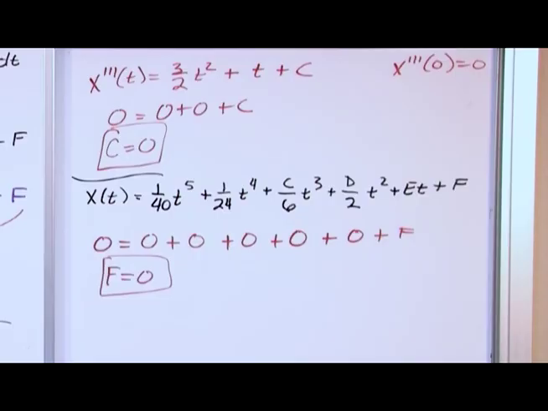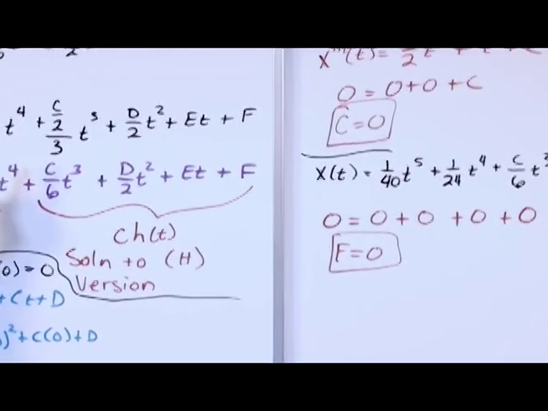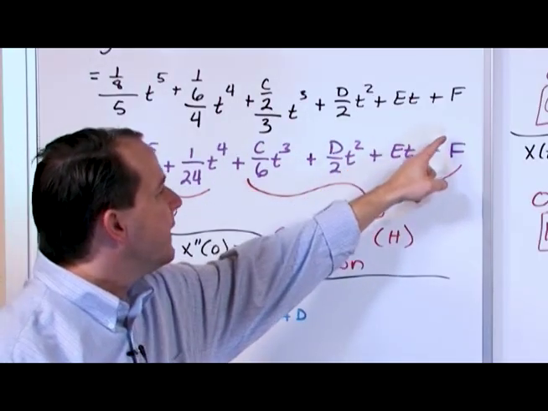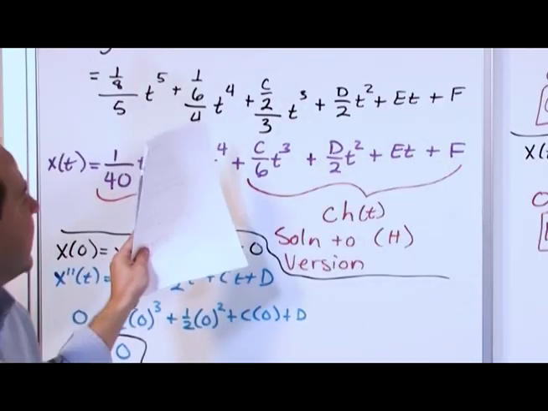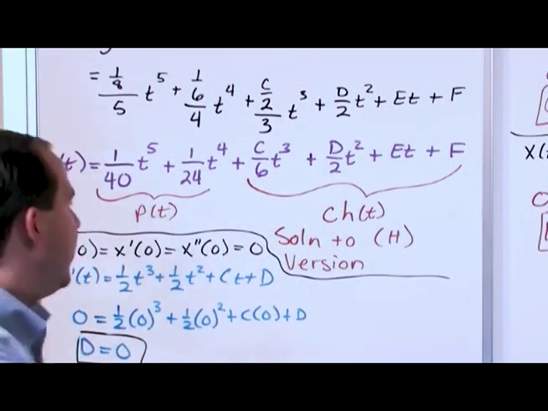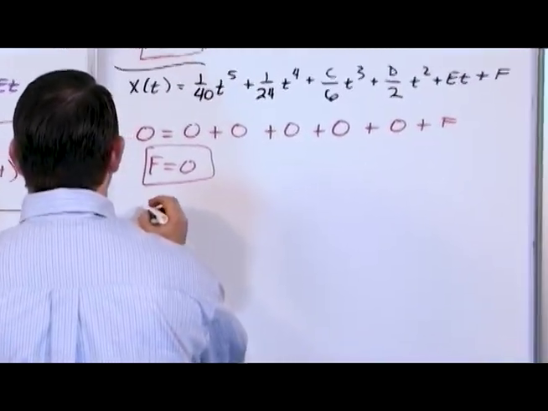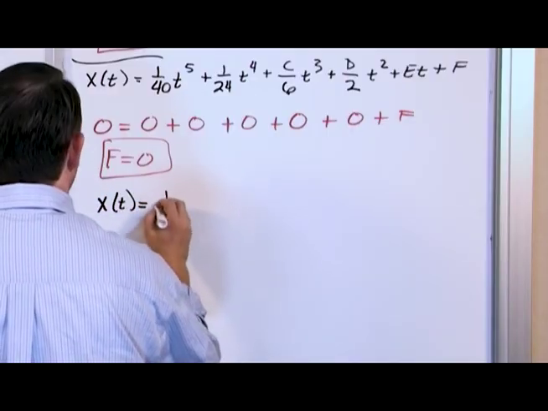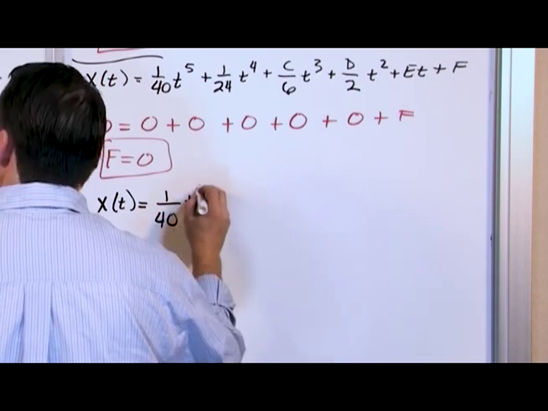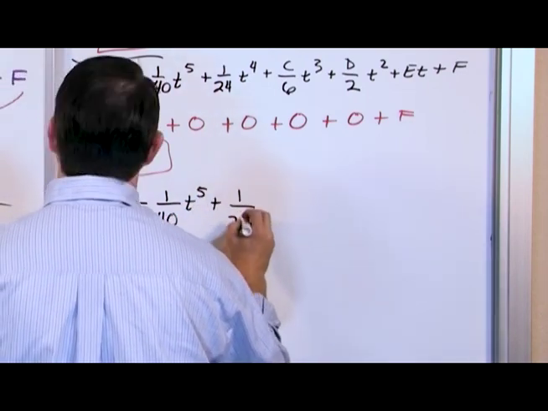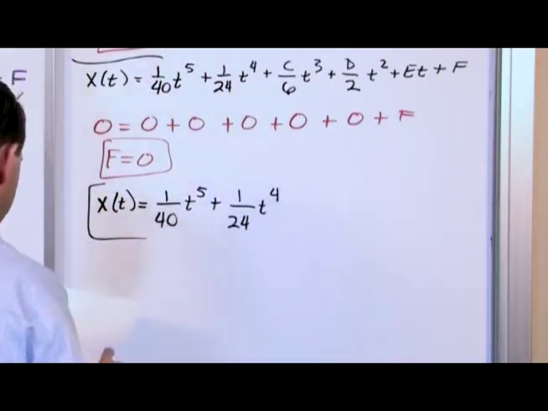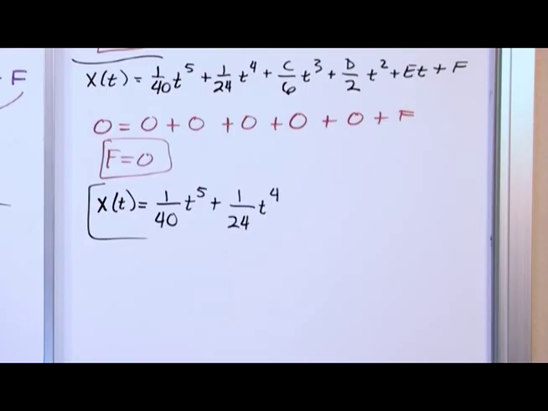So when that's the case, we look at our general solution and we stick this constant equal to 0, this constant equal to 0, this constant equal to 0, and this constant equal to 0. Basically, that wipes out that half of the equation. So the specific solution for this particular set of initial conditions, x of t is equal to 1 over 40 t to the 5th power plus 1 over 24 t to the 4th power. And that's the answer. So this is the solution with our initial conditions.